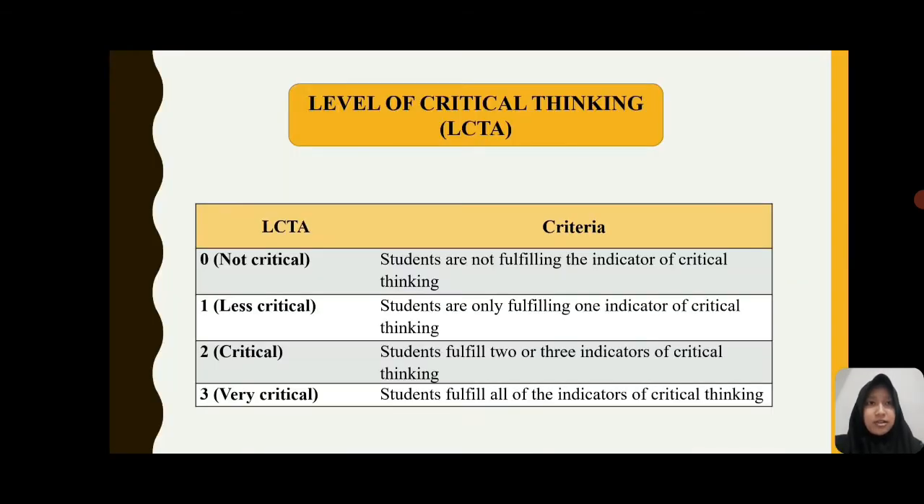Level of critical thinking: 0 for not critical, students are not fulfilling any indicator of critical thinking. 1 for less critical, students are only fulfilling one indicator of critical thinking. 2 for critical, students fulfill 2 or 3 indicators of critical thinking. 3 for very critical, students fulfill all of the indicators of critical thinking.